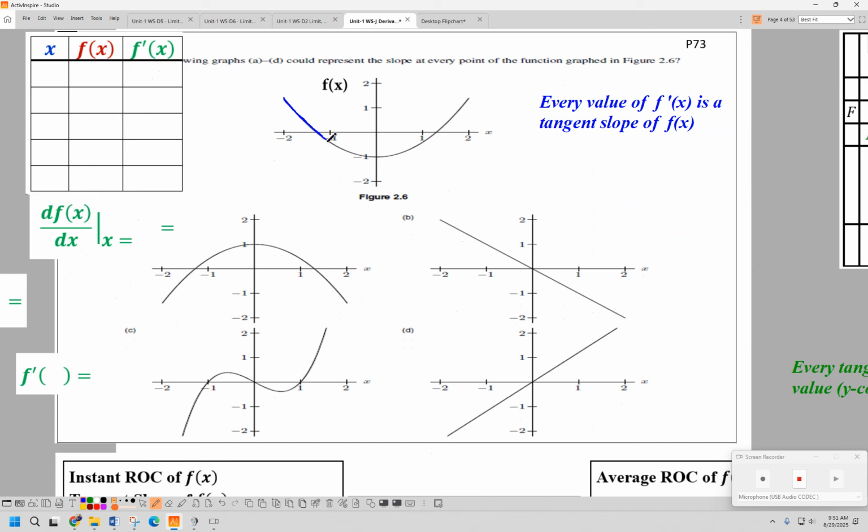Hands up. At what X coordinate did the Y values of F, Kelly, stop decreasing? 0. So at X equals 0, the Y values of F stop decreasing. If you knew that, give yourself a point. Then the Y values of F begin to increase. Okay, that's what the Y values are doing.